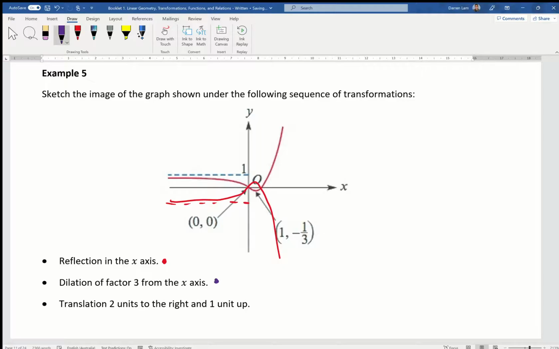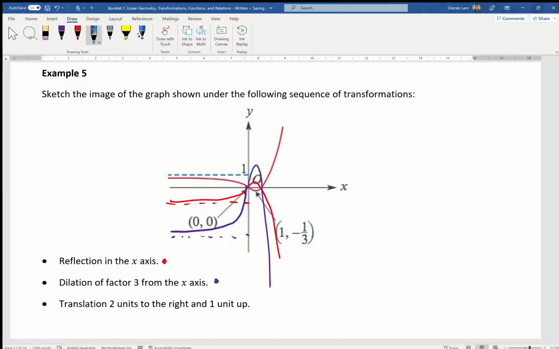It says a dilation of factor 3 from the x-axis. So if it's from the x-axis, is that vertically or horizontally? Vertical, thank you very much. So we're dilating, so that becomes 3 here. Before it was -1. We've moved from 1 to -1. Now it's down to -3. And I'm going to try my best to draw this without making it look awful. There we go. That's the purple one.